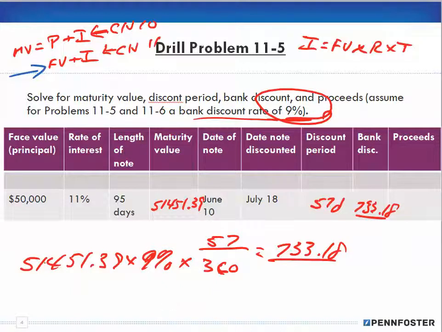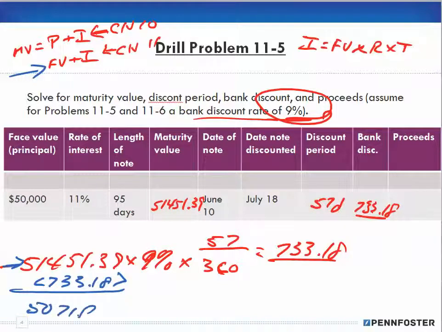Okay, and then of course we subtract that amount from the face value of 51,451. So we subtract 733.18, and we end up with our proceeds of 50,718.21. Okay, so that's our proceeds right there.